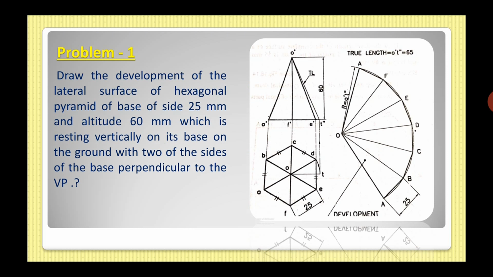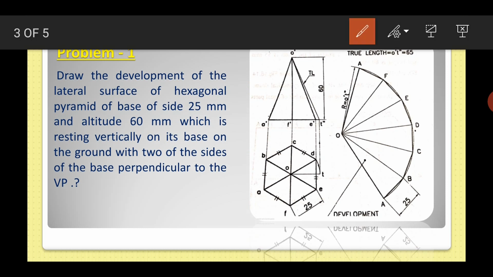So the problem number 1. Draw the development of the lateral surface of a hexagonal pyramid of base of side 25 mm and altitude 60 mm, which is resting vertically on its base on the ground with two of the sides of the base perpendicular to the VP.